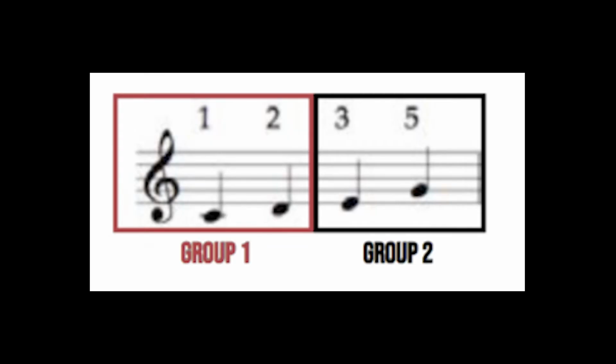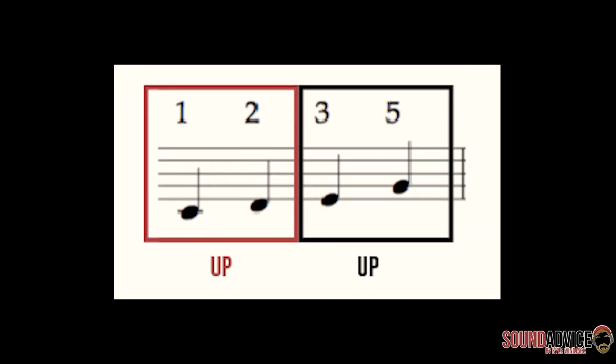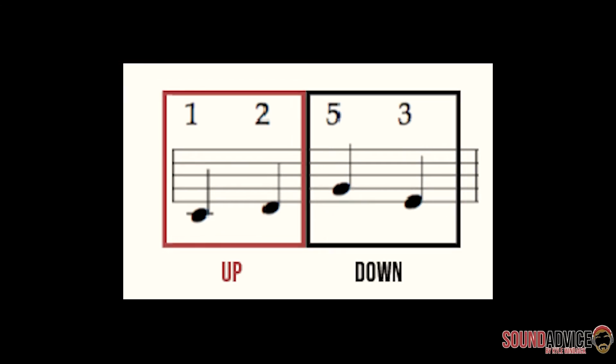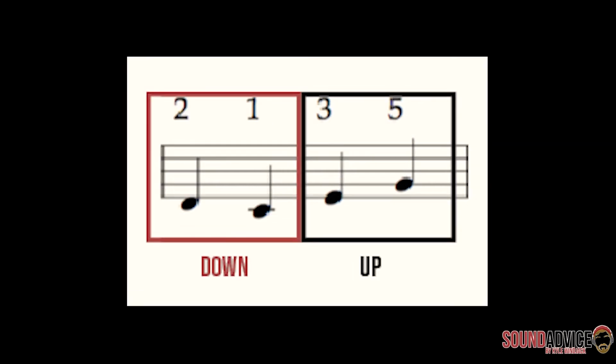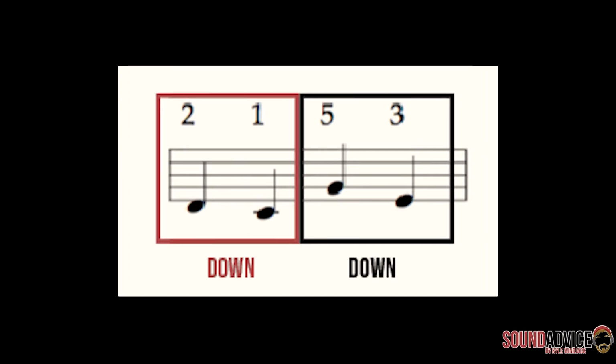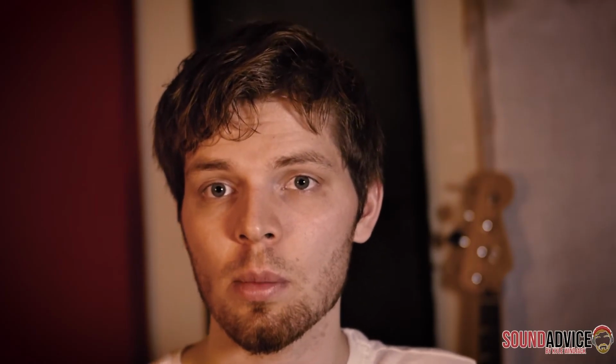So I think of it like this. 1 and 2 are a group, and 3 and 5 are the other group. So you could play up that first group and up the second group, and it would be 1, 2, 3, 5. Or you could play up the first group and down the second group, and then you have 1, 2, 5, 3. Or you could go down the first group and up the second group, which is 2, 1, 3, 5. Or you can go down the first group and down the second group, and that would be 2, 1, 5, 3.